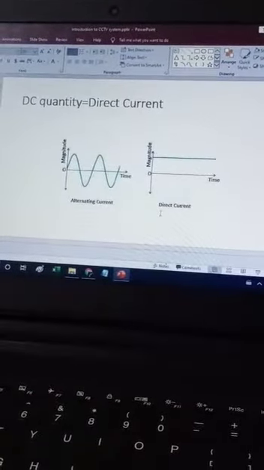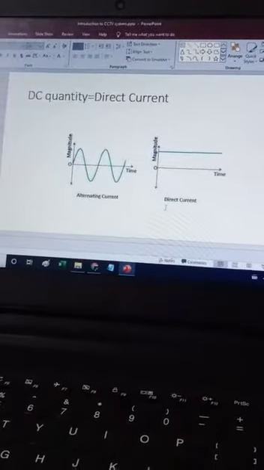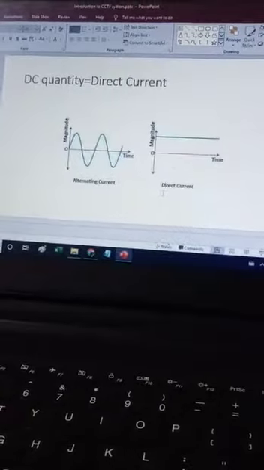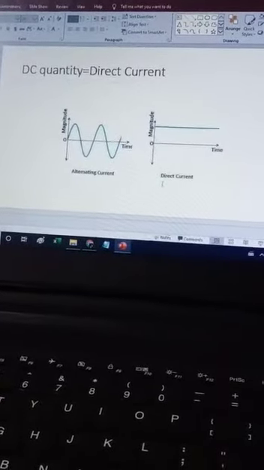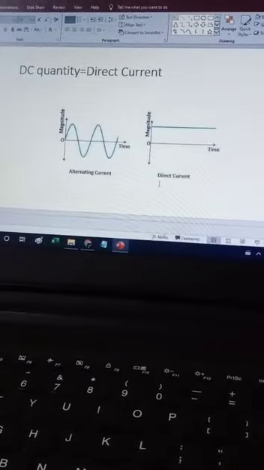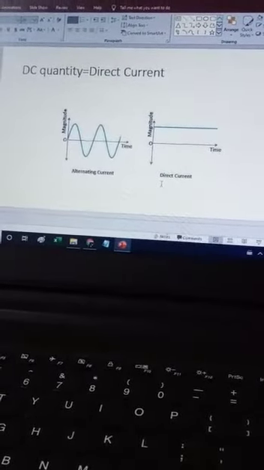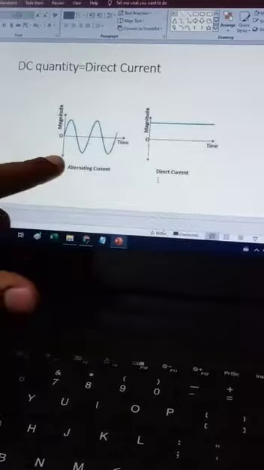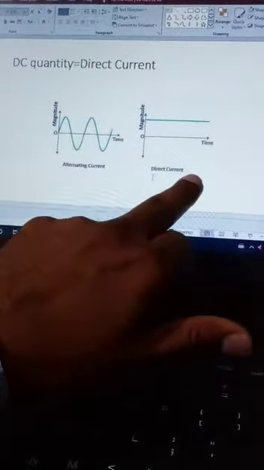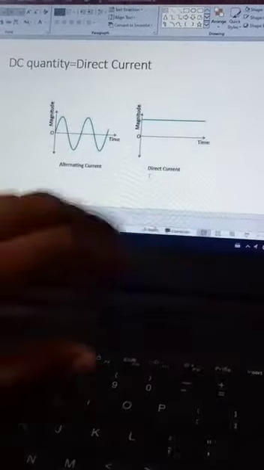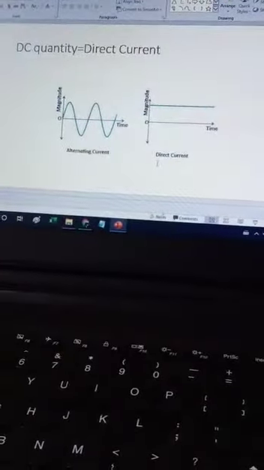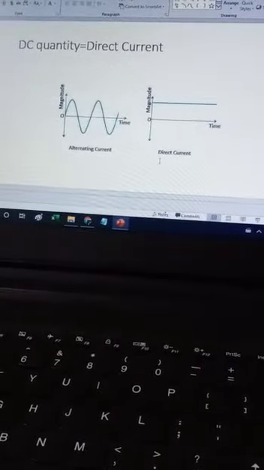Next we are going to discuss the DC quantity, which is known as direct current. Here we can clearly observe the difference between the AC quantity and the DC quantity. The sinusoidal waveform shows the alternating current and the straight waveform shows the direct current. The definition of the DC quantity is the quantity whose magnitude and direction do not change with respect to time.